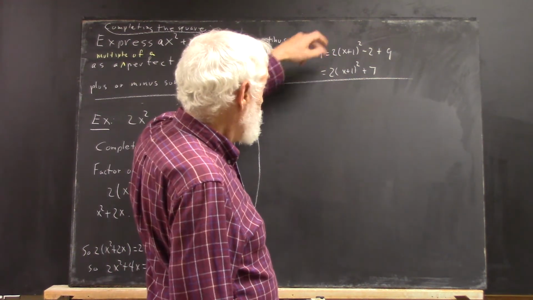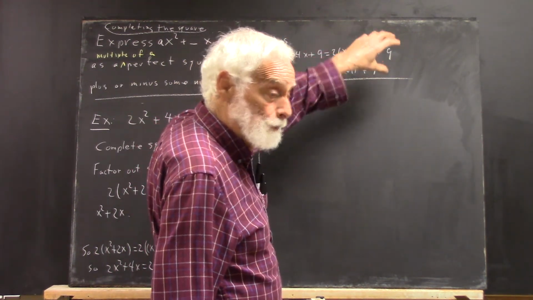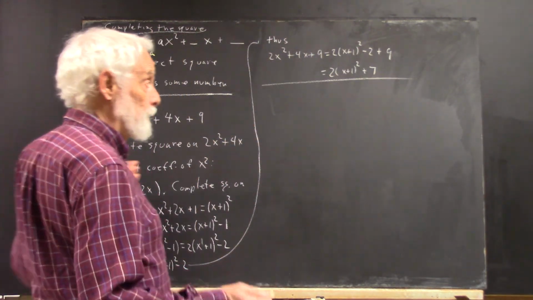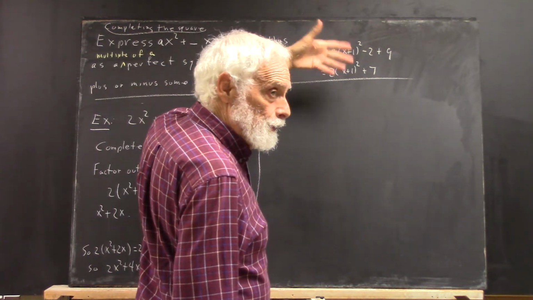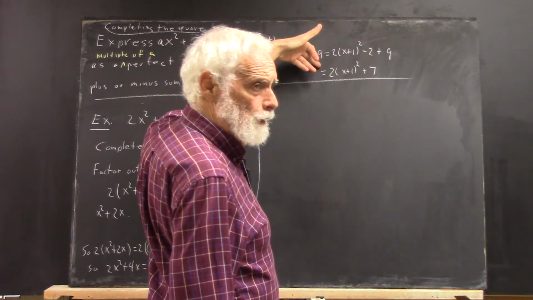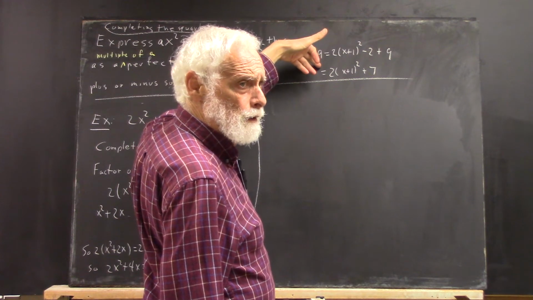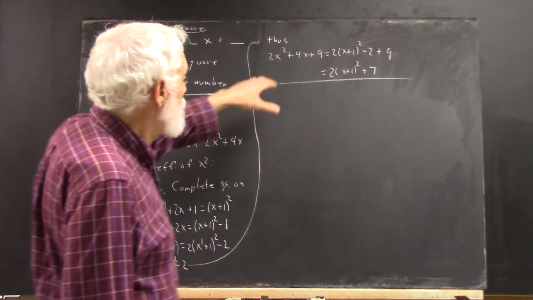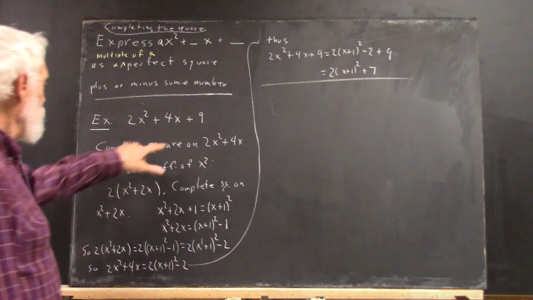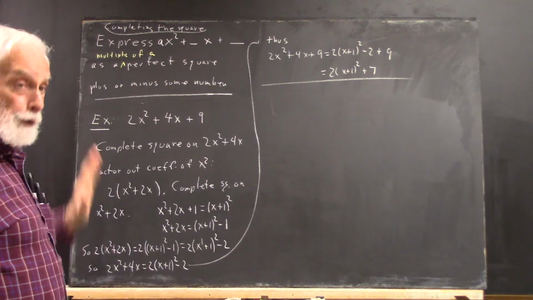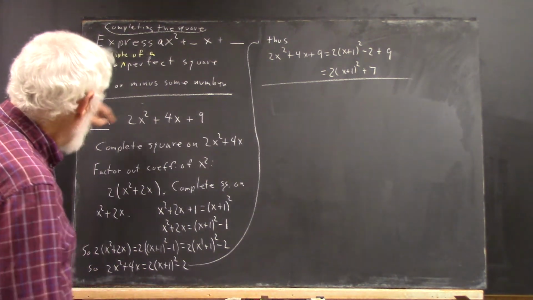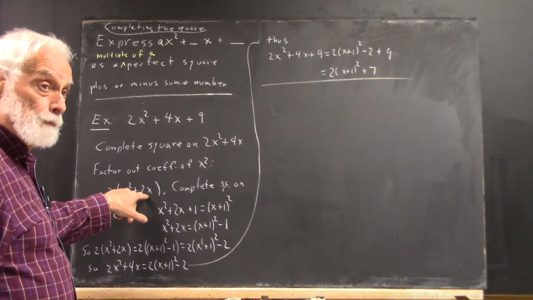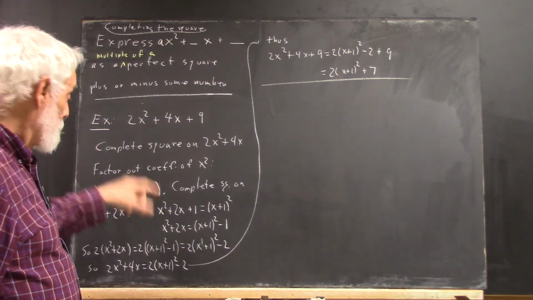The form is a times x plus h squared plus k. Okay, times x minus h squared plus k. So that this can apply to the graphing of a quadratic function. And that's where we're going to go next. But let's make sure we understand what we've done. We've isolated the part with the x's. We've factored out the 2 so that we have a monic expression in here.